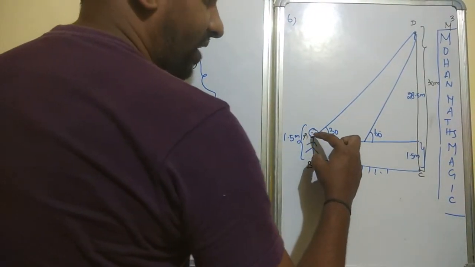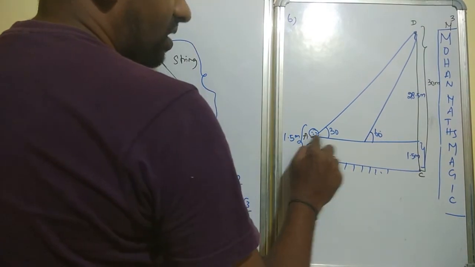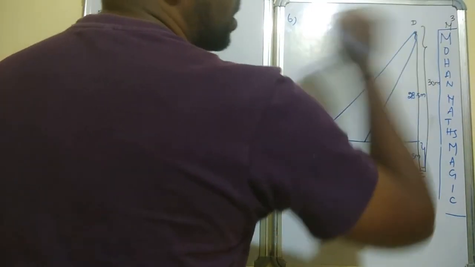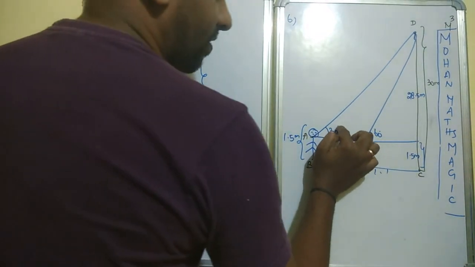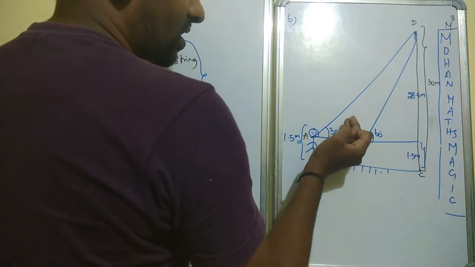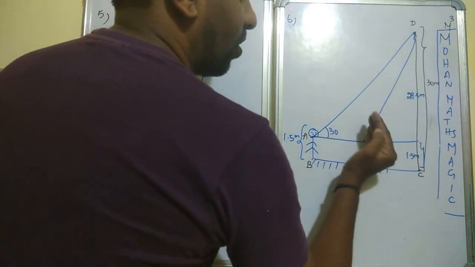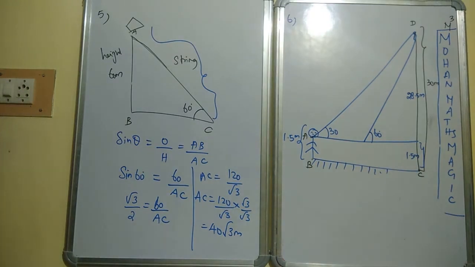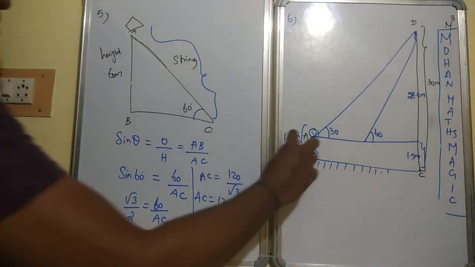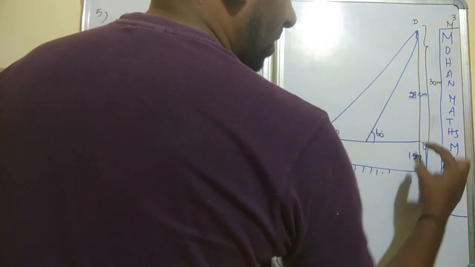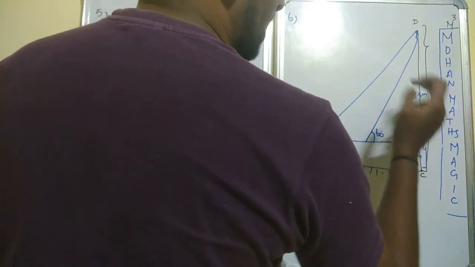One more time I will repeat. A 1.5 meter tall boy is standing on the ground. From here a 30 meter tower is there. From the eyes he is looking at the tower. The angle increases from 30 degrees to 60. I gave an open question while starting the chapter itself: as you go closer to the tower, the angle increases. Now this is 1.5 and this is 1.5. Total 30 minus 1.5 leaves 28.5.